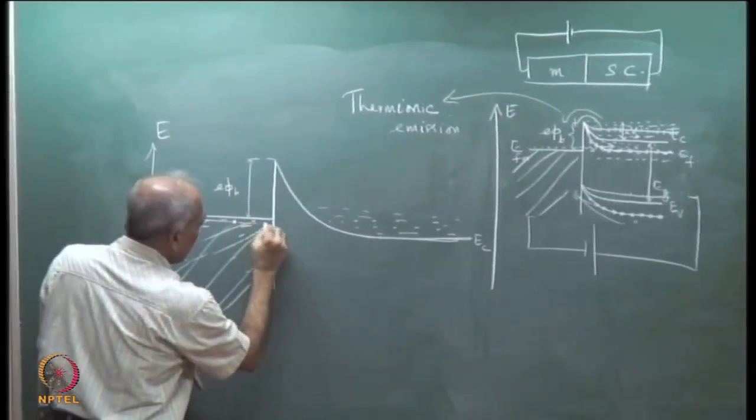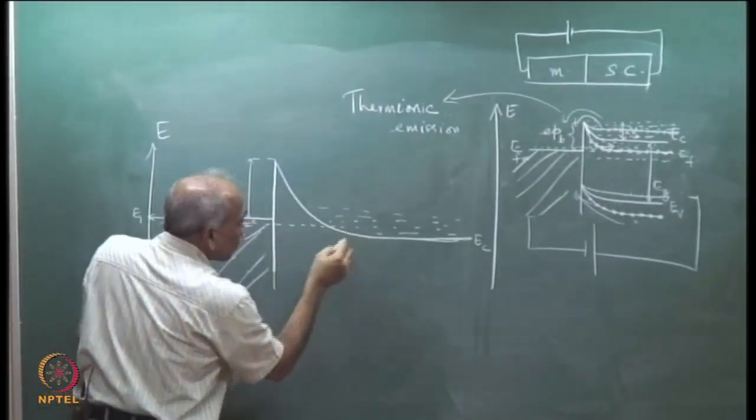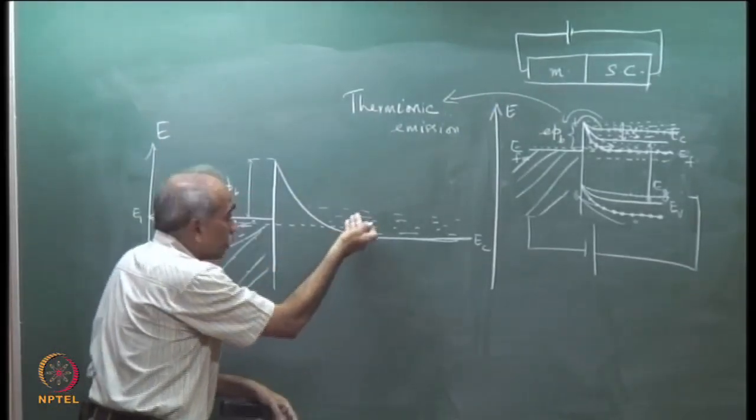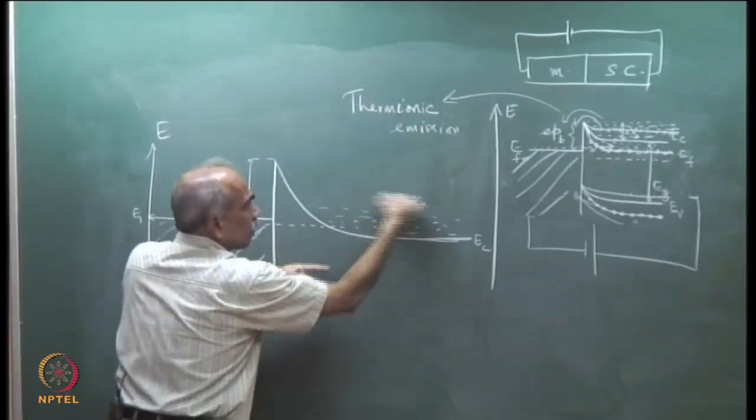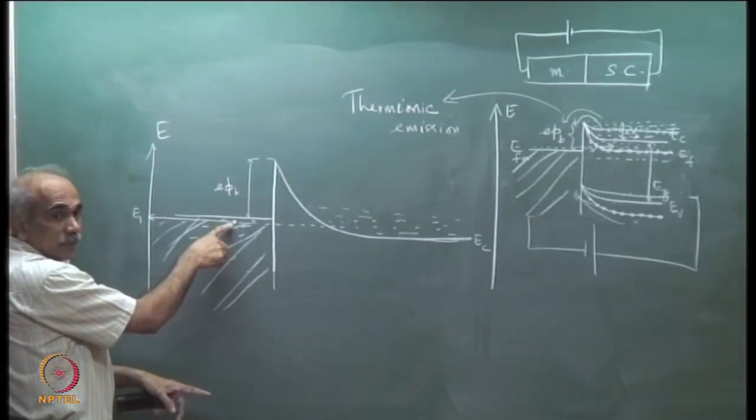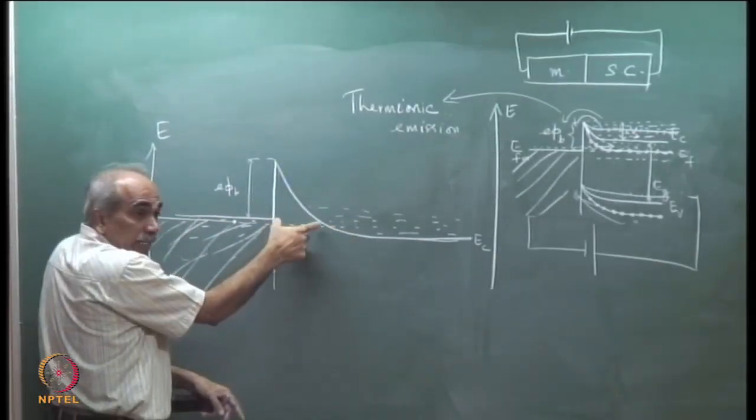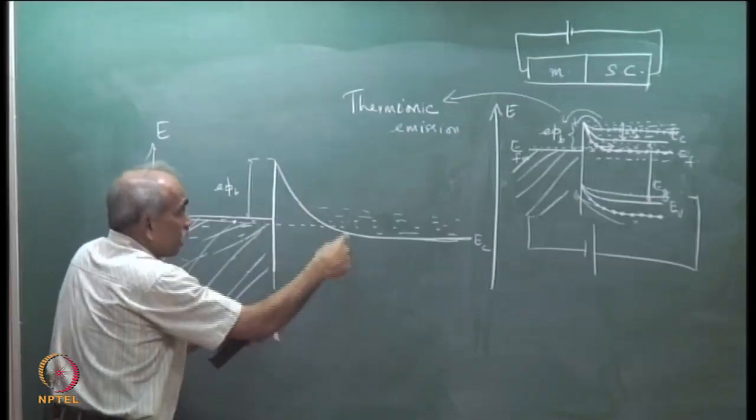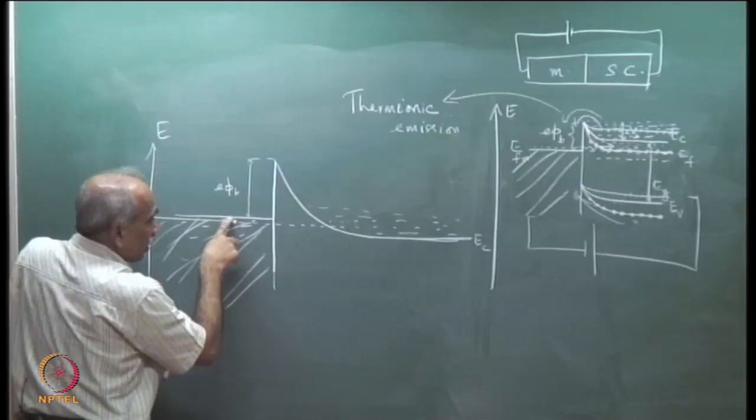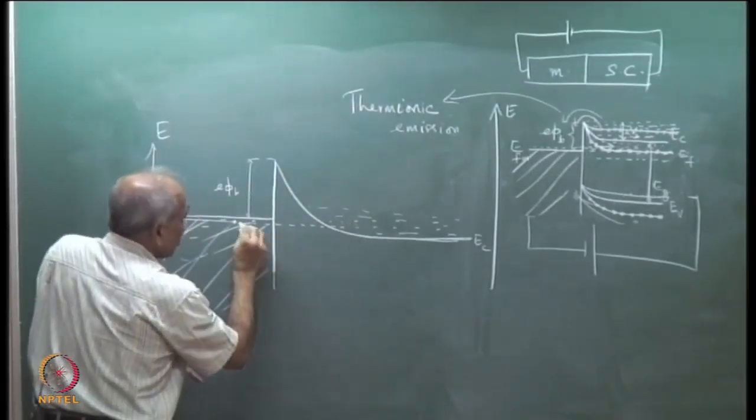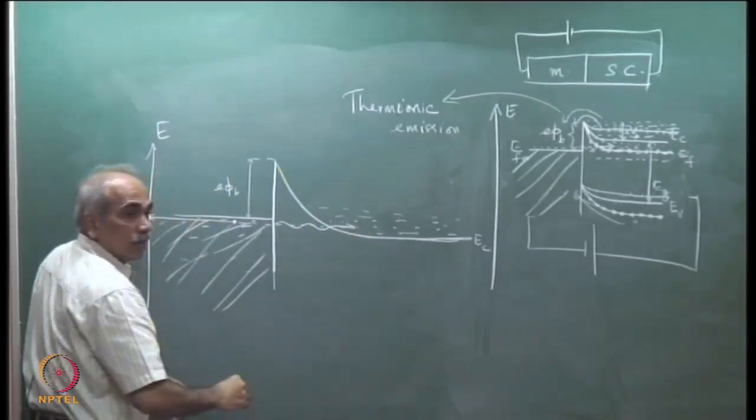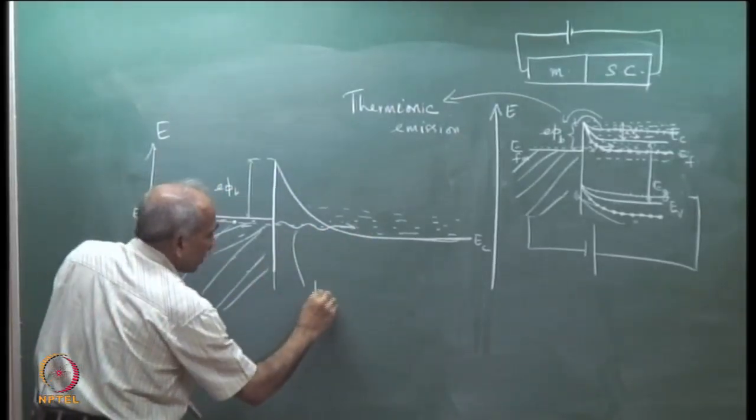At E1, if I go to the other side, there could be a vacant state. At the same energy, there could be a vacant state, but there is a potential barrier where there are no allowed states. Allowed states are on this side. There are no allowed states here. But if the electron finds a state there, then there is a probability of the electron tunneling to this side.